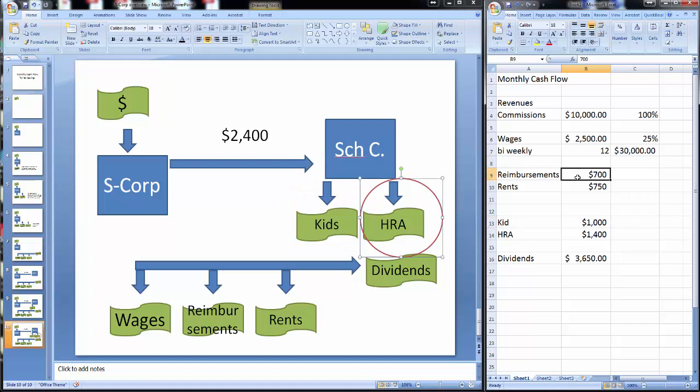So what are we doing to sum all this up? We have the revenues, commissions, coming into the S corporation. Make sure you do wages through a payroll company. Your first check is going to go to reimbursements and rents. You're going to have a check that goes from the S corporation to the Schedule C for how much you're going to pay for those services. That money is then distributed to the kids and into the health reimbursement arrangement through reimbursement to your spouse. And then whatever's left over that you want to distribute goes to dividends.